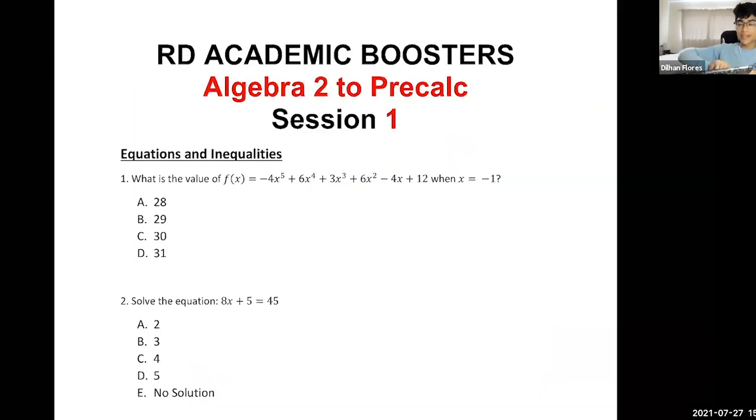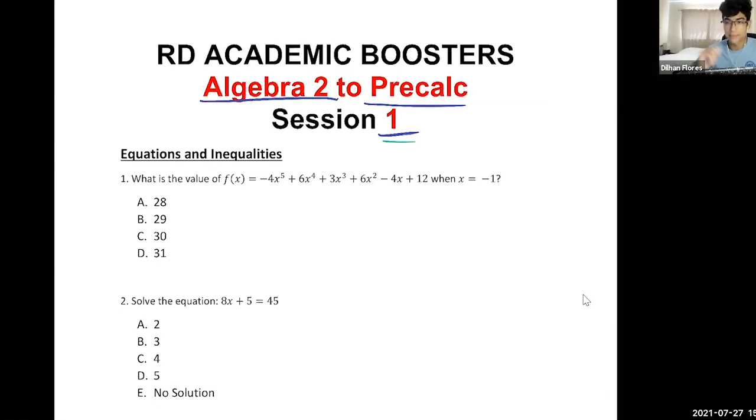So today we're doing our first session from Algebra 2 to pre-calc, all right? Today is going to be mostly Algebra 2 concepts, and we'll get into the pre-calc later. So let's get someone to read. Breck, you want to read for us?